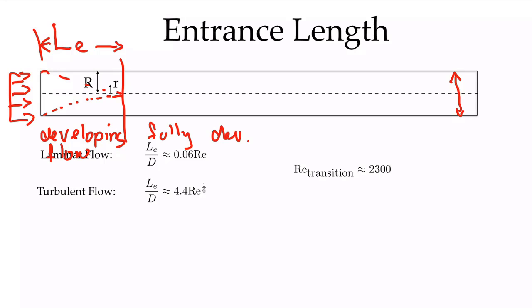And if it's above 2300, we can have turbulence in the flow. And in a real application, we probably will have turbulence. That means that if I use the value of 2300 for the Reynolds number in this expression for the entrance length in a laminar flow, I see that the maximum laminar entrance length is 138 pipe diameters.